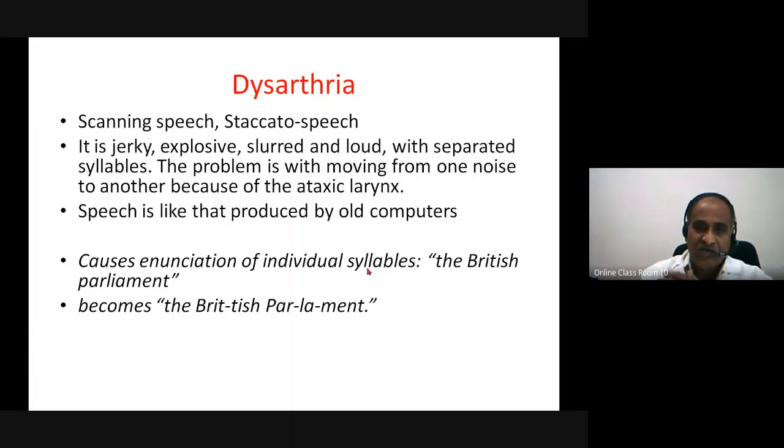Say, for example, here I have provided "the British Parliament." That is what we pronounce. Now, the person with a cerebellar disease pronounces it as "the Brit-ish Par-lia-ment." How do you like that? So I just repeat again, the scanning or staccato "the Brit-ish Par-lia-ment." That means the whole word is broken down into a number of fragments. So that is the staccato speech, scanning speech, or dysarthria.